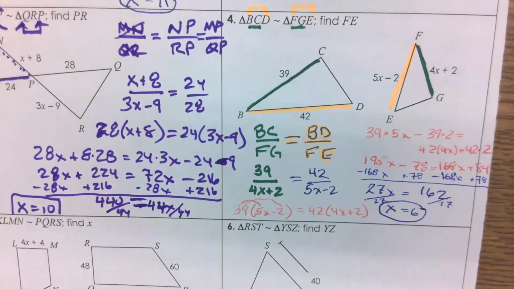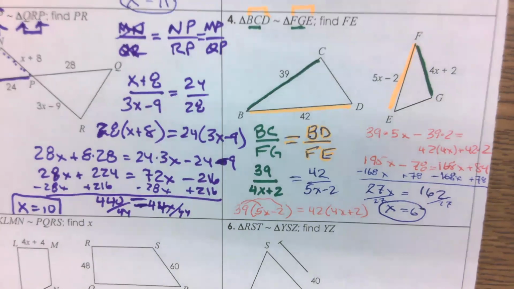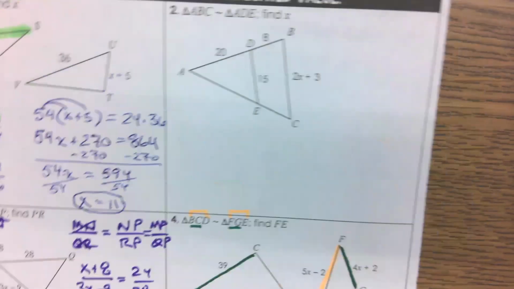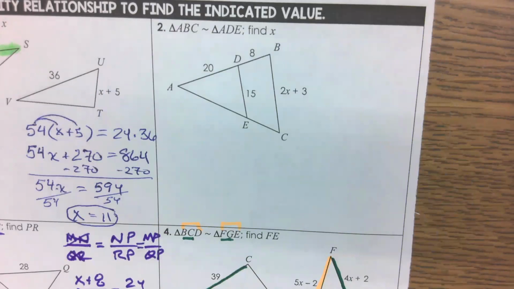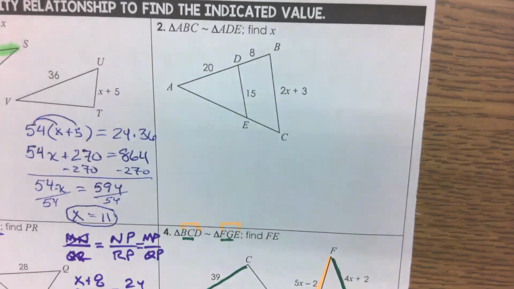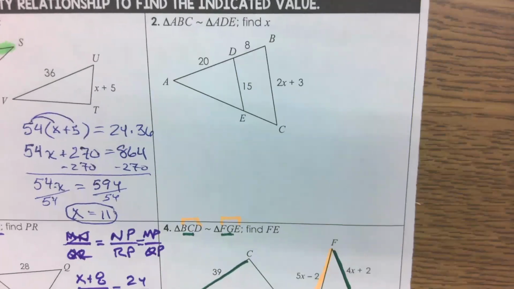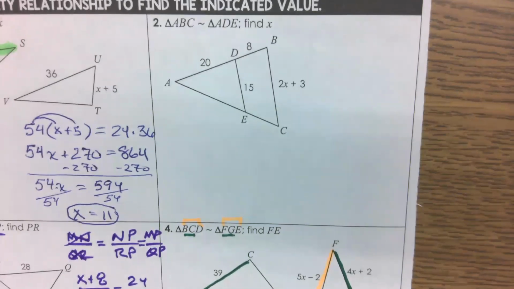Questions on number 4? Okay, let's take a look at number 2. What makes this different? Other than the fact that it just disappeared. What makes number 2 different? It's a little bit harder to see the 2 triangles.